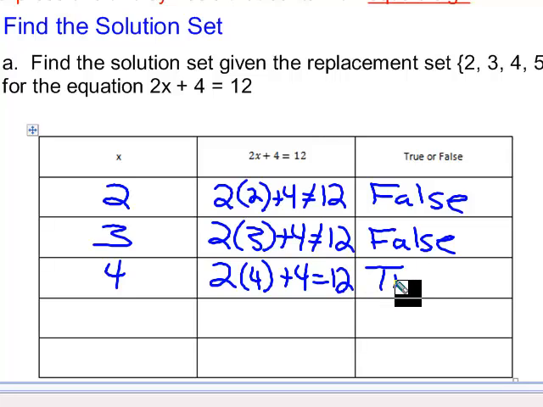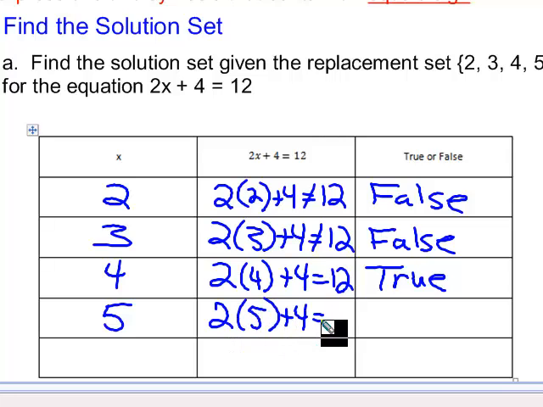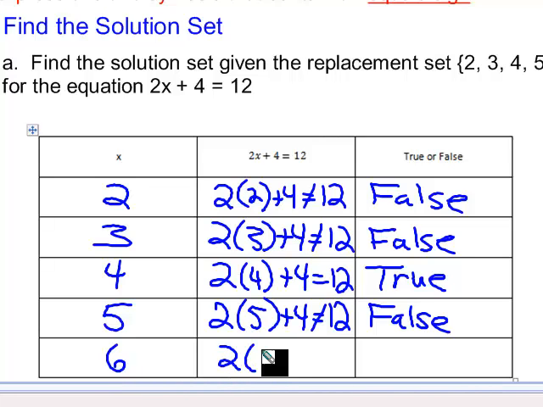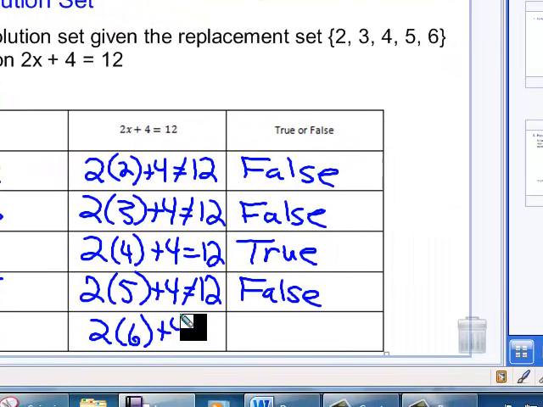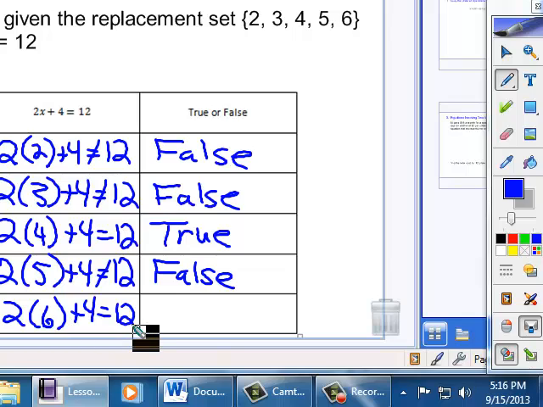So that's true. We're going to continue on, even though I think we know that neither 5 nor 6 will work. But let's just show you. Okay. 2 times 5 is 10 plus 4 is 14. That does not equal 12. So that is false. And quickly I'll put in 6. 2 times 6 plus 4 equal to 12. True or false? 12 plus 4 is 16. That does not equal 12.